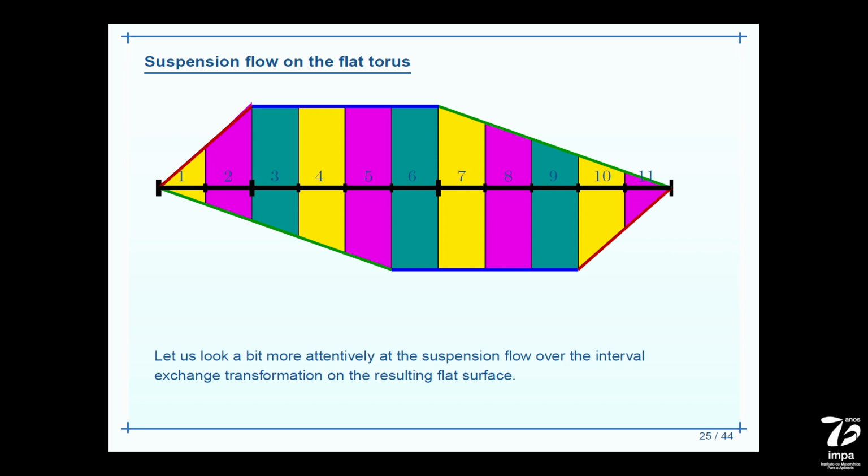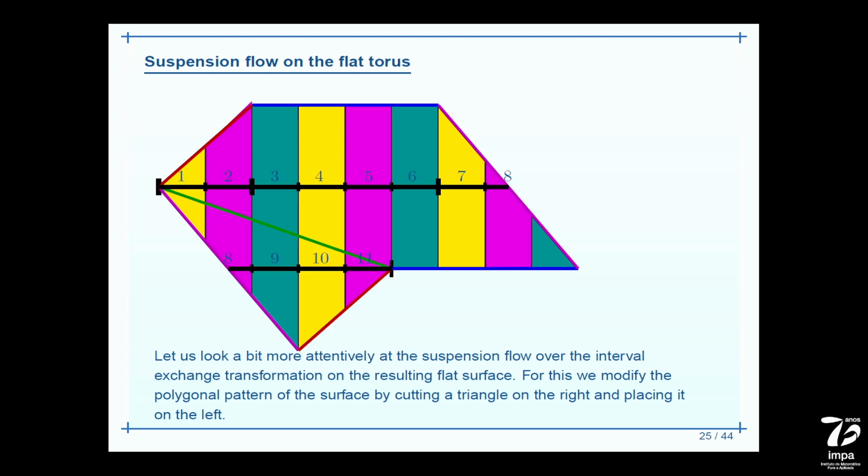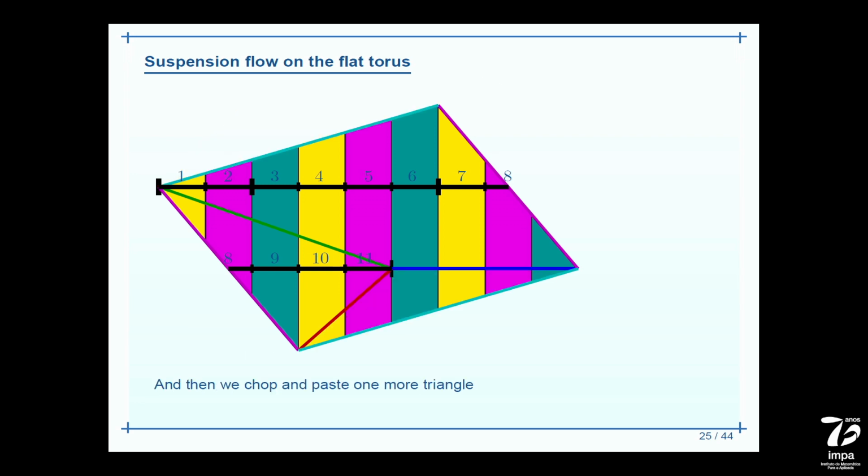OK, so let us look a bit more attentively at the suspension flow on the corresponding surface. For this, let me rearrange the polygon a little bit. I take my scissors, I cut out this triangle, and since this green side is glued to this green side, I can reglue the triangle here. Then I take scissors again and put this triangle here. Now you recognize what surface we have. We're on a torus, and what we consider is the first return map from this transversal to the vertical flow. We're interested in properties of this first return map.